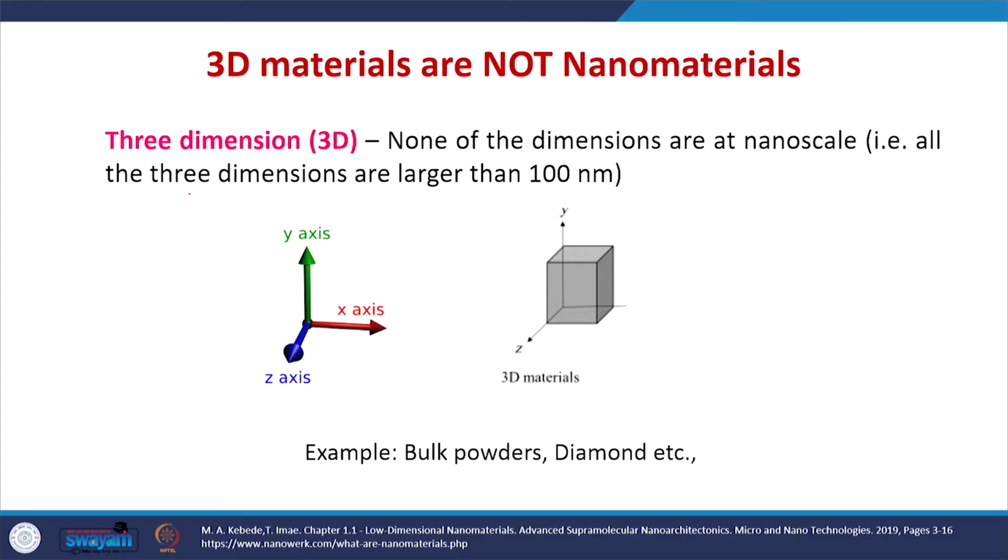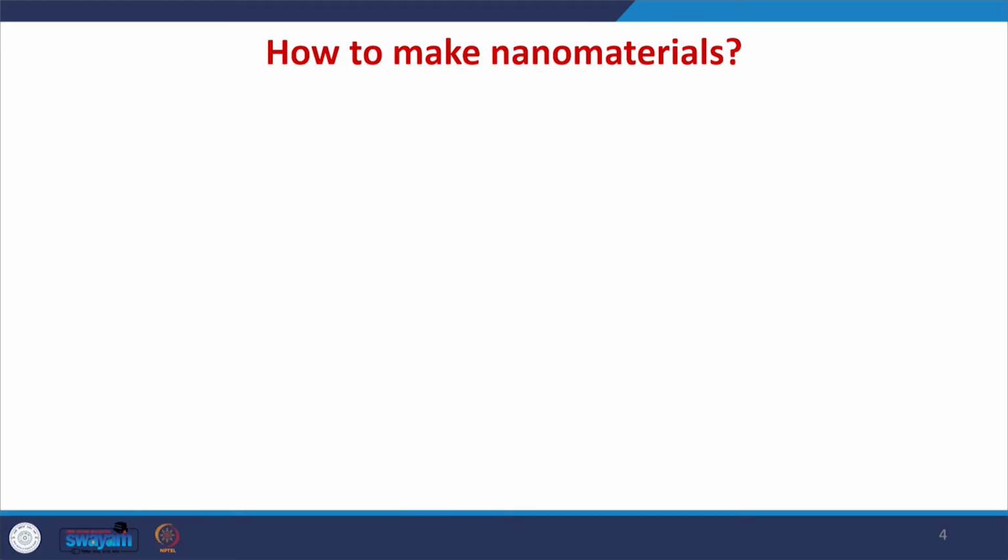3D materials are not nanomaterials because none of the dimensions are at nanoscale. It means all the three dimensions are larger than 100 nanometer. Examples are bulk powder, diamond. So, how to make this nanomaterial?